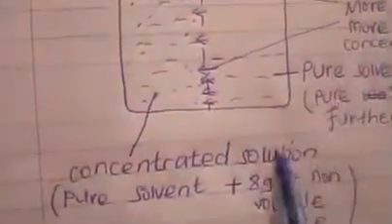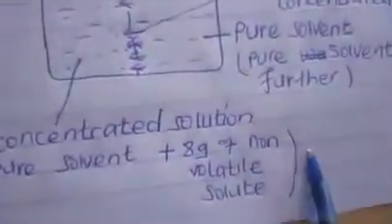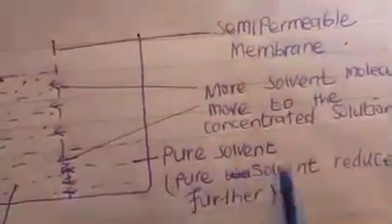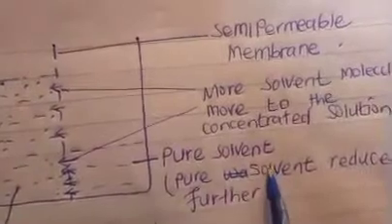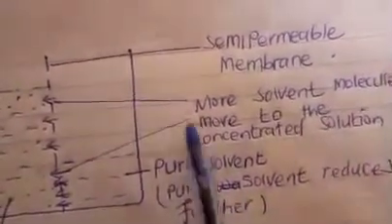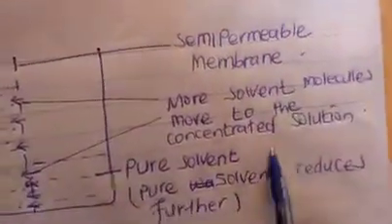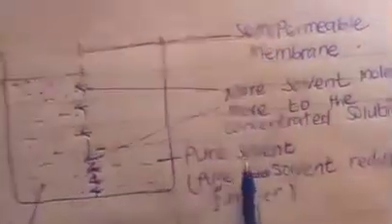Another container R of a more concentrated solution, pure solvent plus, let's say, 8 grams of non-volatile solute, separated by a semi-permeable membrane from a pure solvent. For this case, more solvent molecules move to this concentrated solution, and therefore the level of the solvent reduces further.